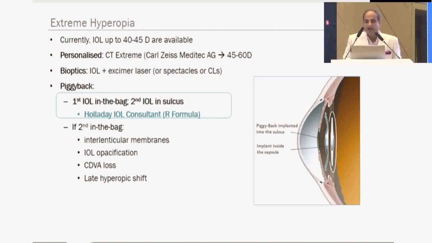First IOL in the bag, second in the sulcus is the norm. You use the Holladay IOL constant R formula. This works very well. Many times we might not have to do this. This is also done by the suppliers. With the second in the bag, interlenticular membranes, IOL opacification, CDVA loss, all these things are a problem, but we need to just address that we might need to do a piggyback IOL in extreme hyperopia patients.